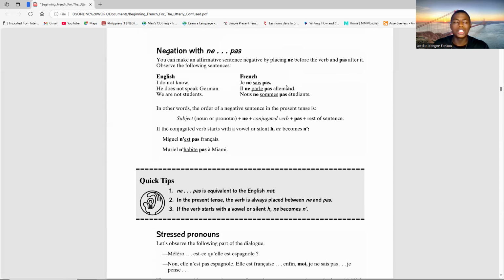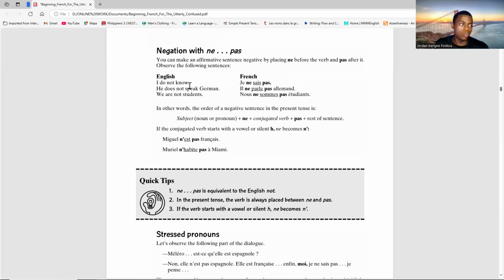Now let's talk about the negation ne pas. Basic negation in French, ne pas, a very simple structure. What happens is you always have to put the ne before the verb and pas after the verb you are negating.